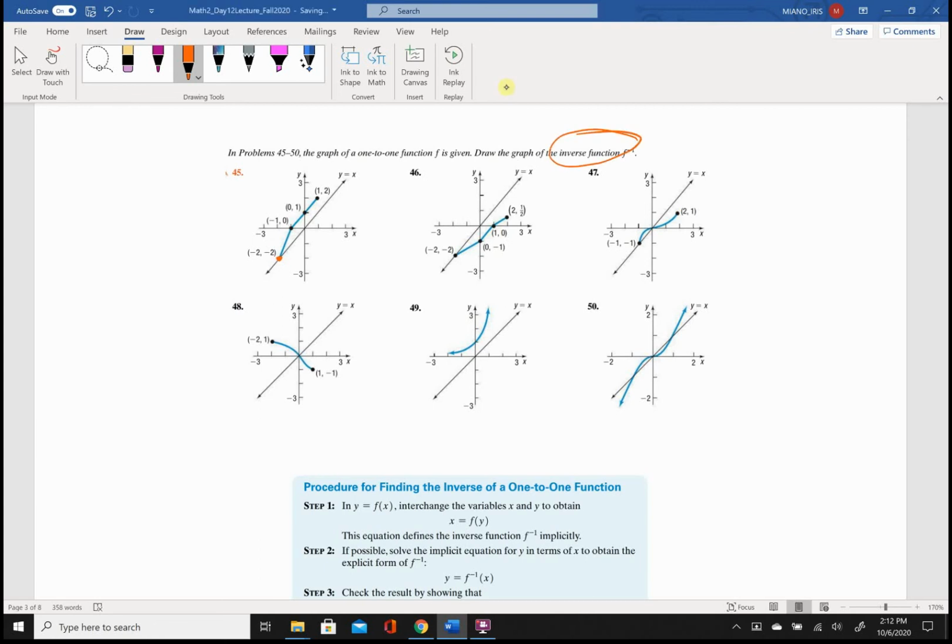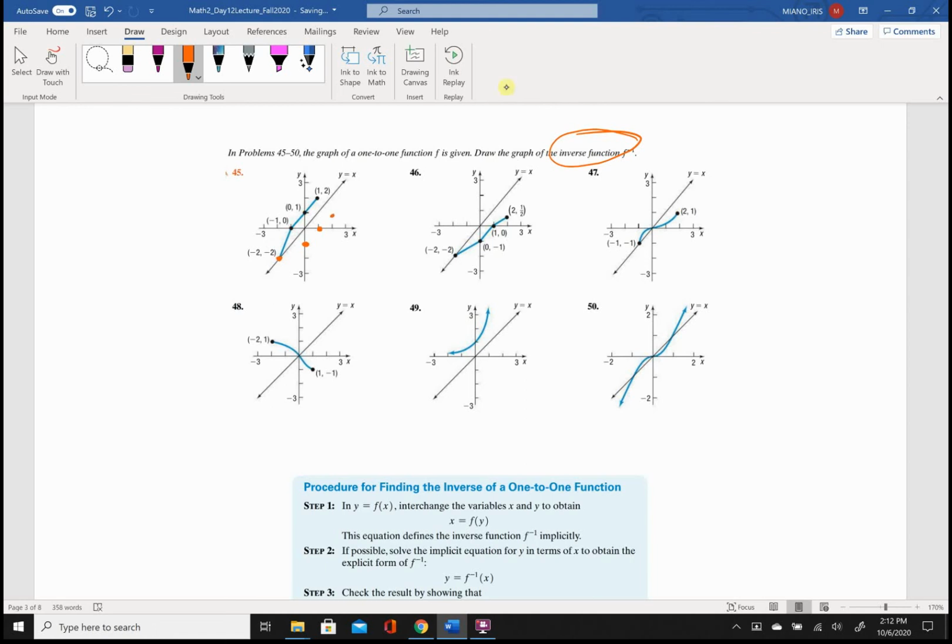And we can plot the next point in the inverse, which I'm doing here in orange. So if -1, 0 exists in the original function, then 0, -1 exists in the inverse. Similarly, 0, 1 is on the original function, so 1, 0. You guys can probably see where I'm going with this. And then if 1, 2 exists in the original function, then the inverse has 2, 1, which is right here.